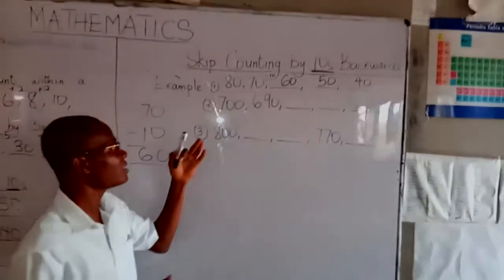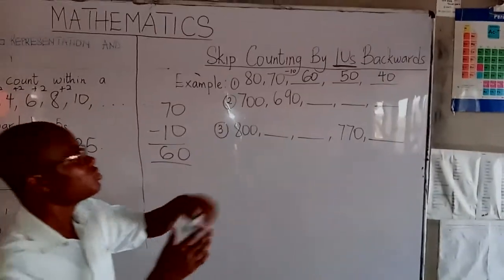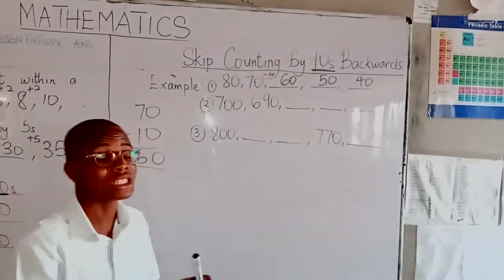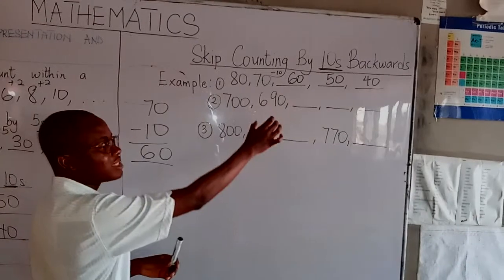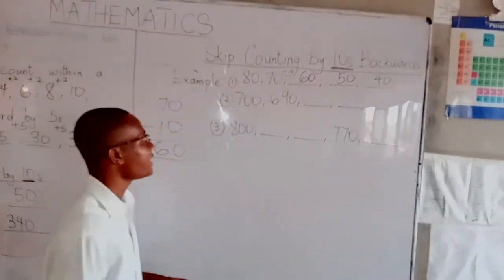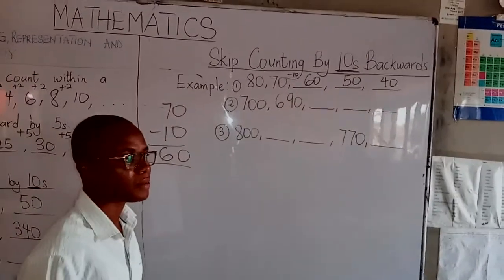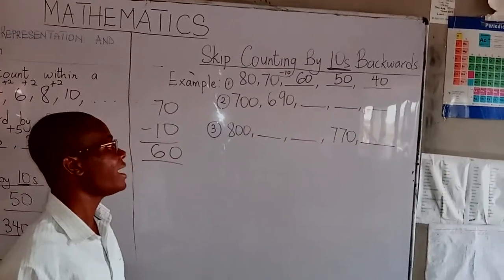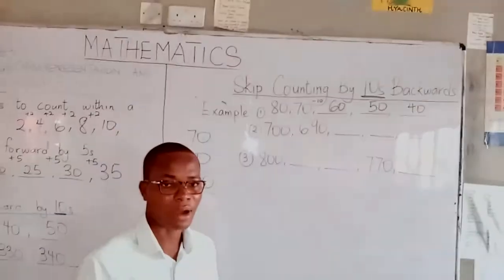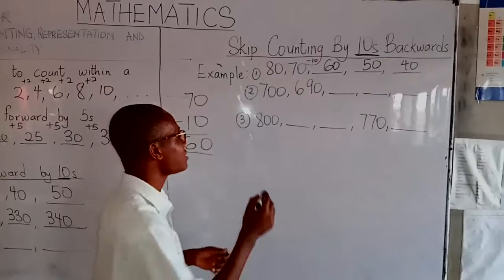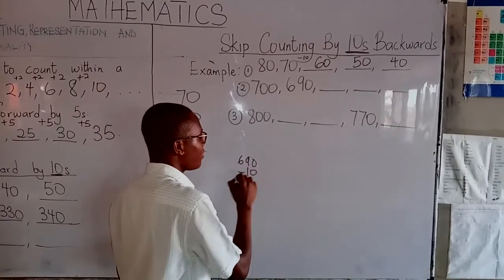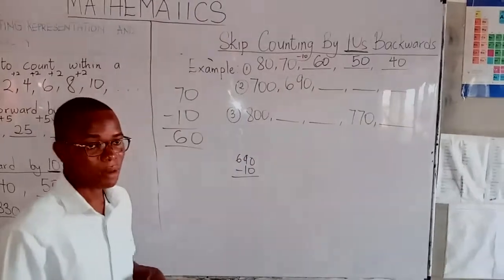Number 2 is also demanding us to do the same thing, skip count backwards by 10. So what it means is you subtract 10 from the number you got to get the next number. Very simple. So over here, we have 700. And they took 10 from it. And they ended up with 690. So if we want the next number, we are also going to subtract 10 from 690. Are you following me?